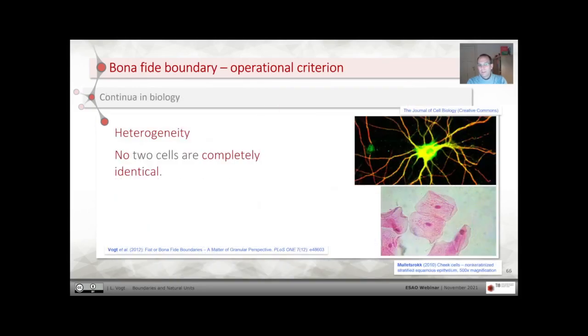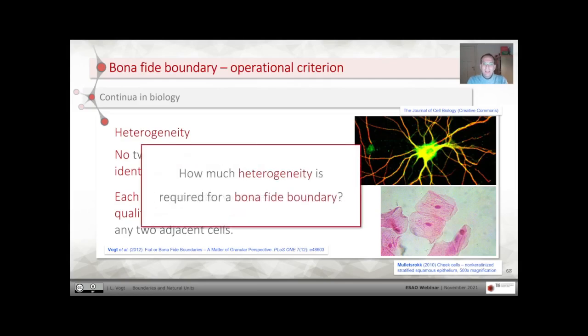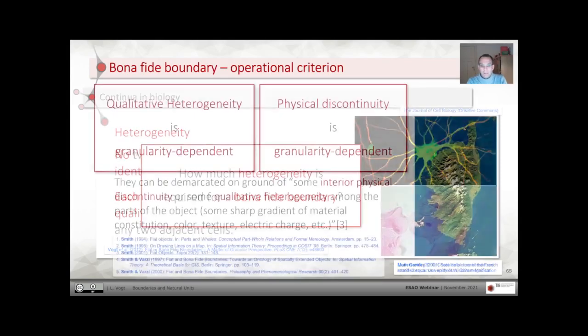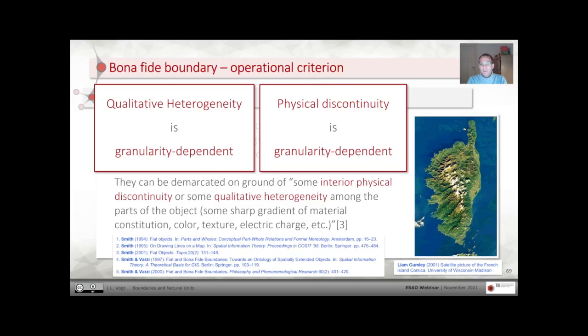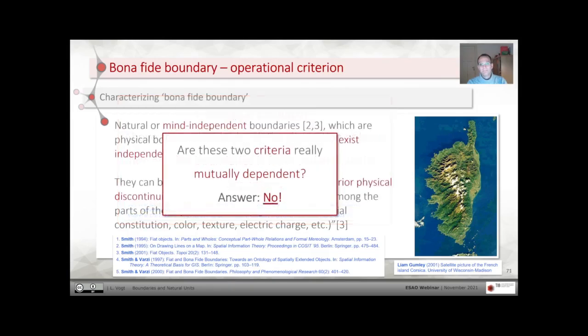Let's have a look at heterogeneity. No two cells are completely identical, and each cell aggregate possesses qualitative heterogeneity between any two adjacent cells. So again, how much heterogeneity is required for a bona fide boundary? I don't know. And qualitative heterogeneity seems also to be granularity dependent. So we're dealing with an ontological continuum. Above the molecular level, the distinction of bona fide and fiat boundaries is fuzzy and granularity dependent. So the question, are these two criteria really mutually dependent? Well, I would say no.